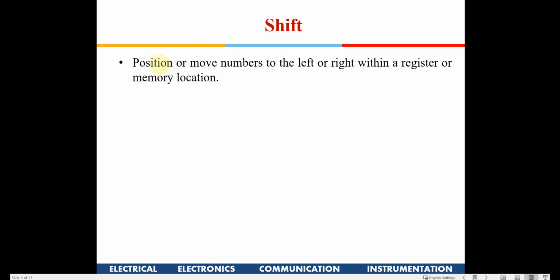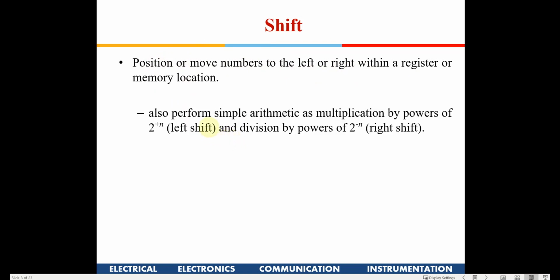Shift moves the numbers to the left or right within a register or a memory location. This is what the shift instruction does. Shifting can also be used for simple arithmetic, as multiplication by powers of 2 to the power of n, or division by powers of 2 to the power of minus n. This we will see through an example. It will be very clear.